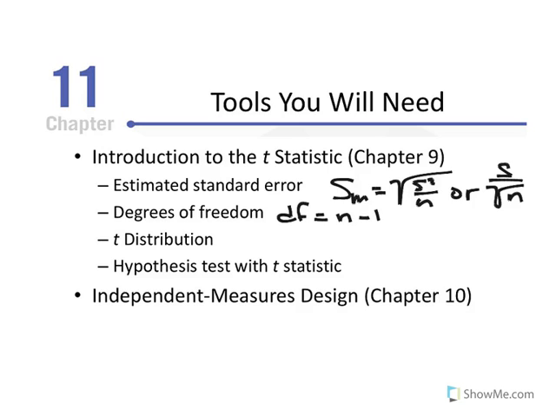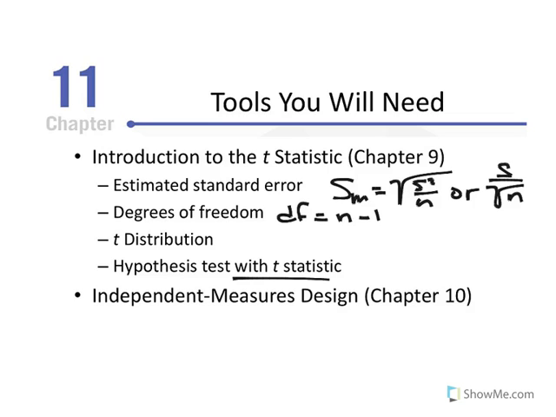And the t-distribution, we should have familiarity with how to find our critical t given the alpha level, whether we are testing a one or two-tailed hypothesis, and also degrees of freedom. And again, understanding the hypothesis test using a t-statistic. We'll have to have that knowledge in order to understand the process of engaging in a t-test for two related samples.